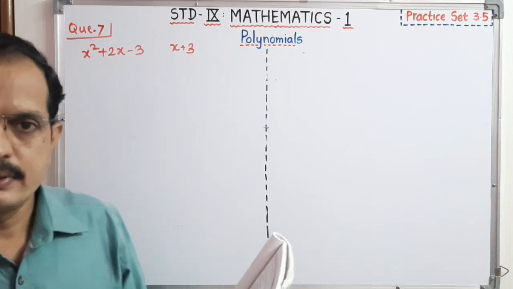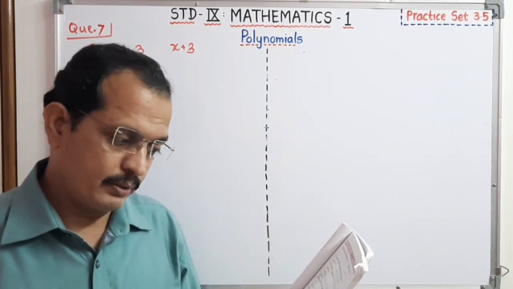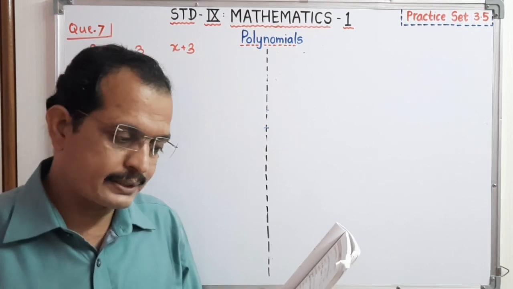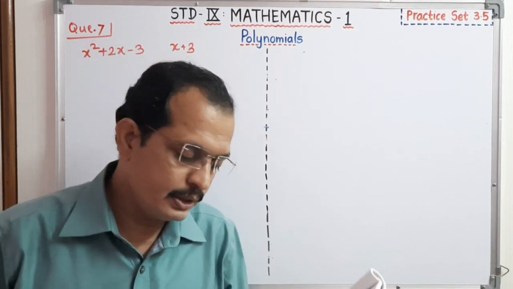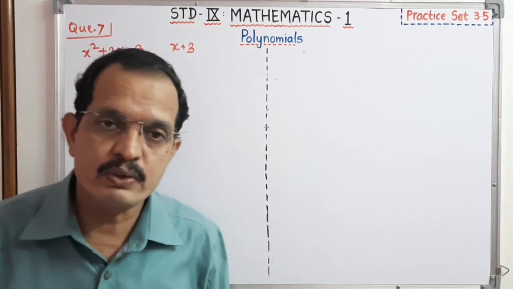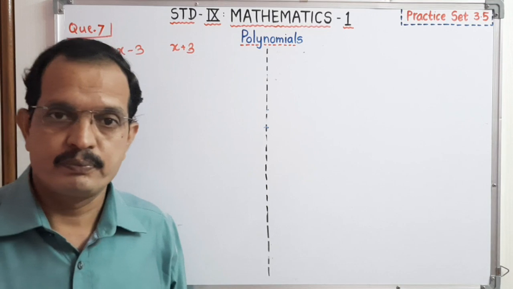Question number 7. Use factor theorem to determine whether x plus 3 is a factor of x square plus 2x minus 3 or not. See, dear student, till now we are using remainder theorem. Now the question is based on a factor theorem. All of you know the factor theorem.